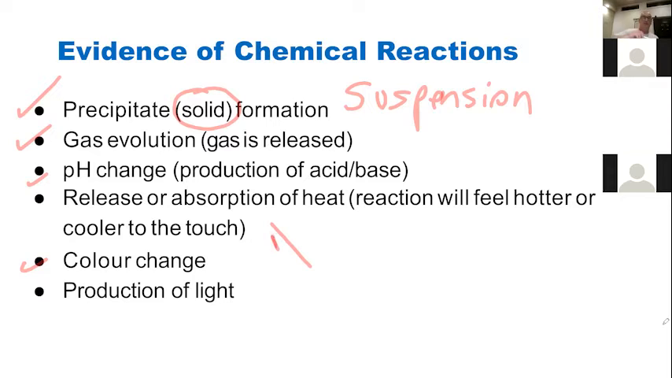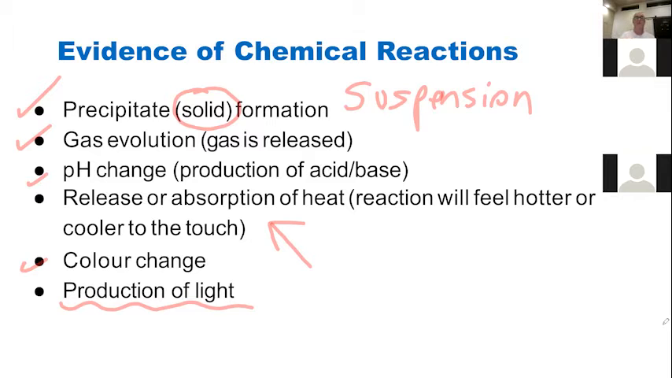If we see a reaction absorbing heat, it gets cold, or it's releasing heat, it gets hot. That's clear evidence of usually a chemical reaction. Sometimes it's a physical reaction, but most of the time that's a chemical reaction. And production of light is a clear indication that a chemical reaction is taking place, because that means electrons are getting excited and moving back and forth. And when electrons are moving around, that's a chemical reaction.